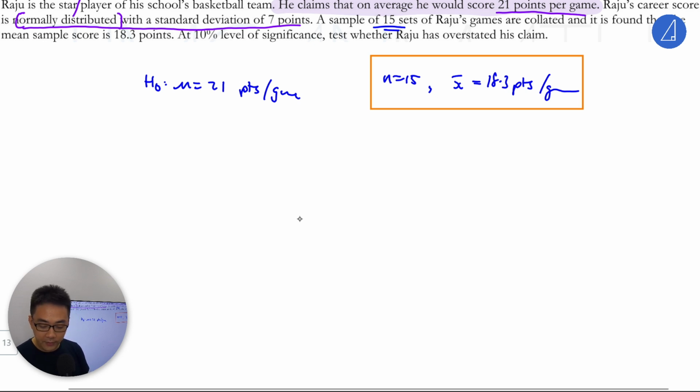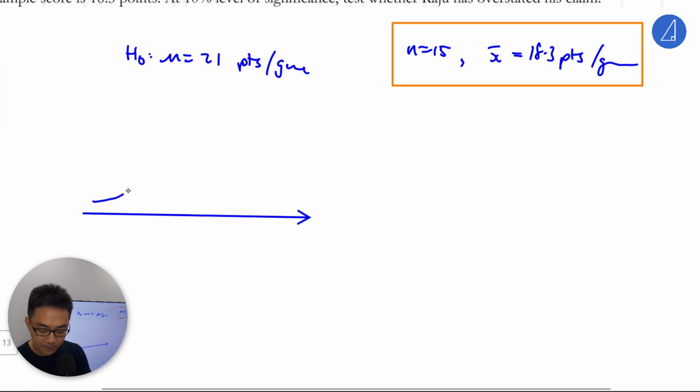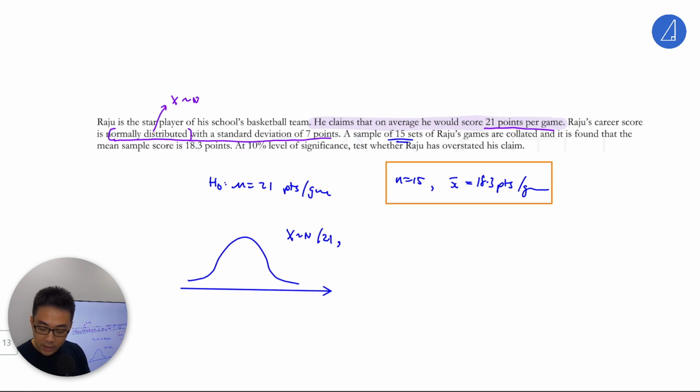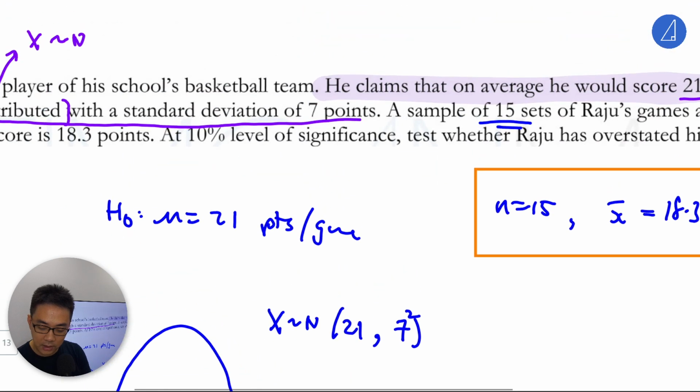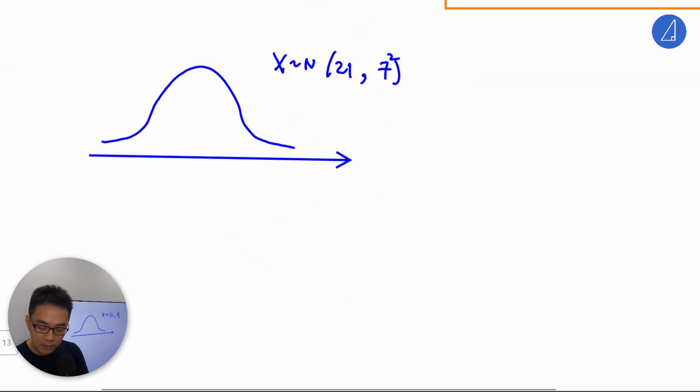So if Raju says that he can score 21 points per game, what you do is you give him the benefit of the doubt. You just say, okay, you say 21 points per game, I'll give you 21 points per game. Okay. The mean is 21 points per game. Then the variance is 7 squared. So take note, this is the population standard deviation, 7. So it's 7 squared.